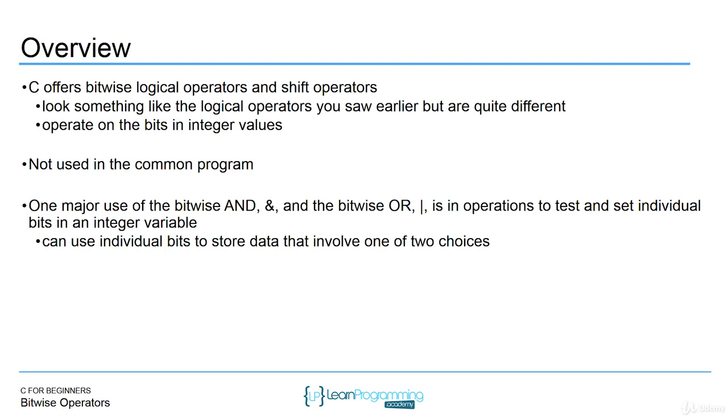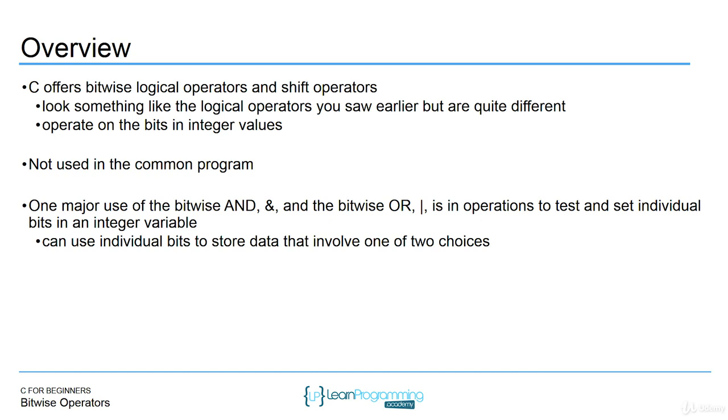But the way that they're useful, and why you'd actually want to use them, is because you can store quite a bit of data. There are the bitwise and, ampersand, and the bitwise or, which is just a single vertical bar. Try not to confuse these with the logical operators. The logical operators have two of them, while the bitwise operators just have a single ampersand or a single bar. What they do is test and set individual bits inside of an integer variable. What is a bit?